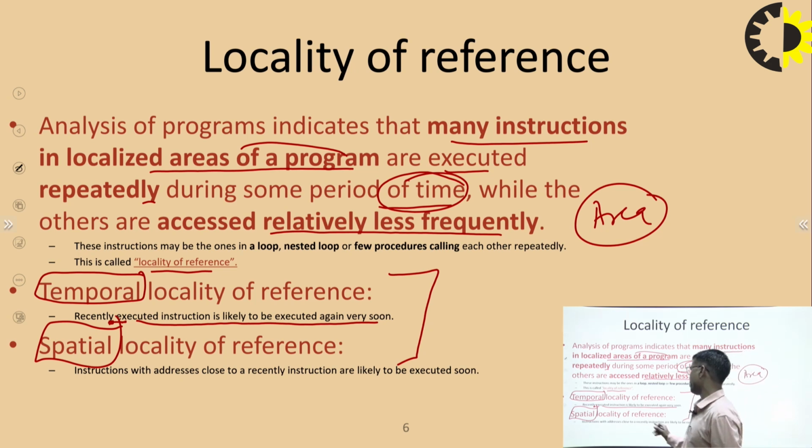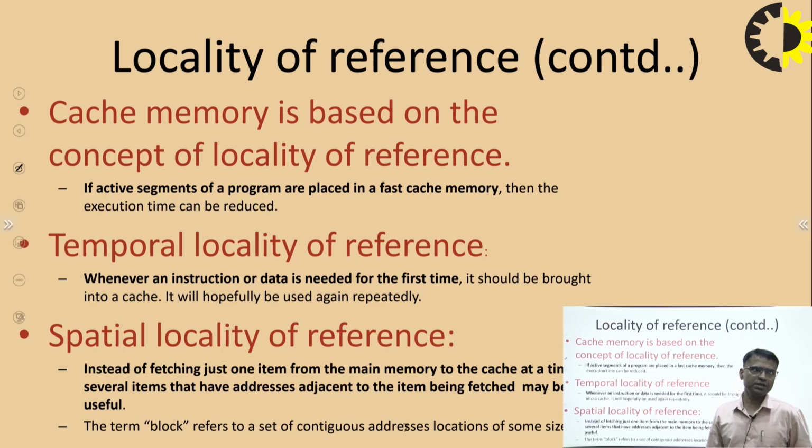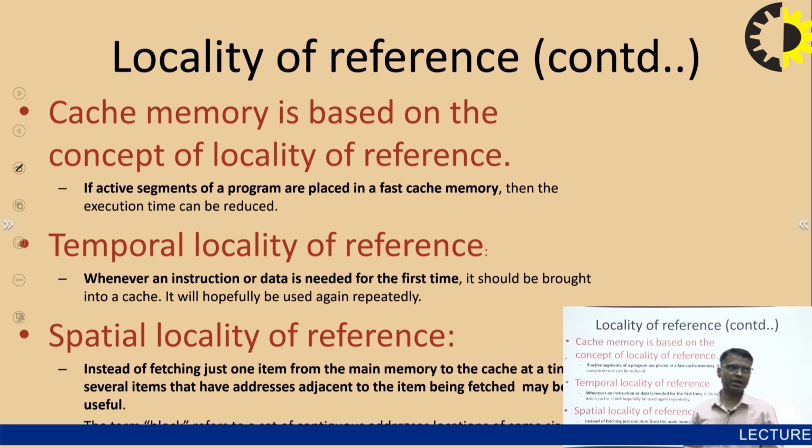While in spatial locality of reference, instructions with addresses close to a recent instruction are likely to be executed. So I am executing a particular instruction, and there might be some close instructions here and there, and there is a possibility that we will be using them. Based on that probabilistic decision, either temporal or spatial, we can identify the program behavior. Cache memory is based on the concept of locality of reference: it finds active program segments and brings them from main memory to cache, and the time to access them is reduced.